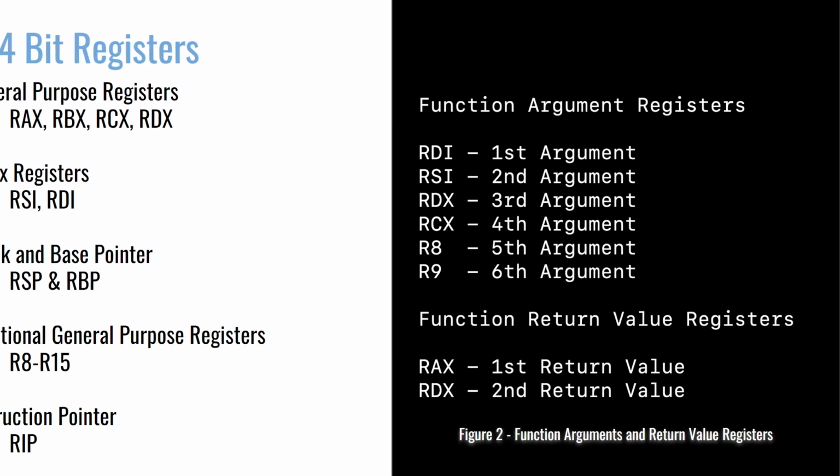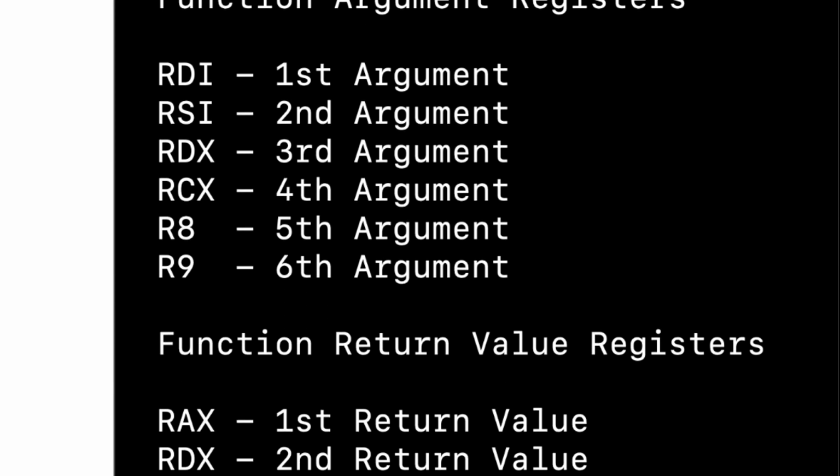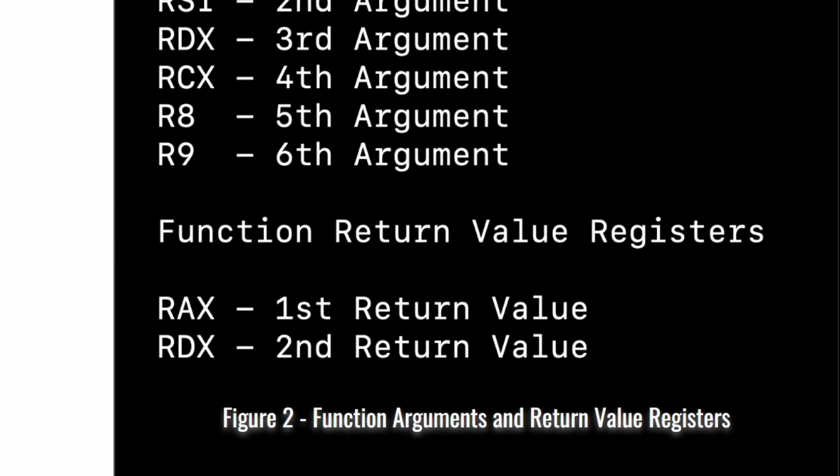On the right, we have a figure which shows function argument and return value registers. Basically, if we were to execute a function in assembly, the arguments are to be stored in the following order: the first argument is stored in the RDI register, the second argument in RSI, and so on. And for the return value of the function, if it has two return values, the first one will be stored in RAX and the second one in RDX.